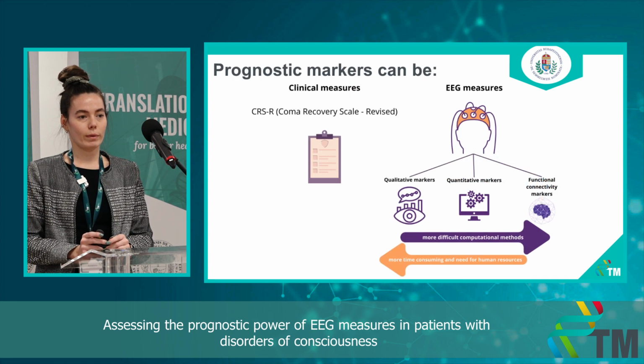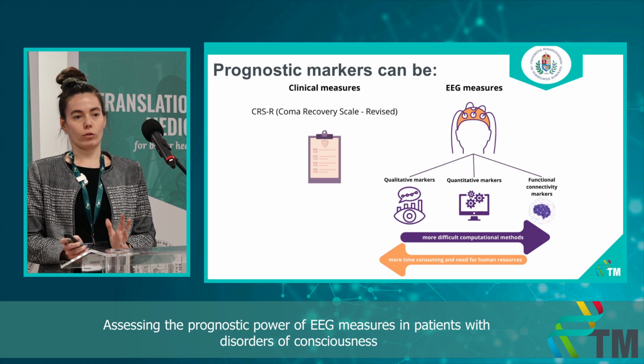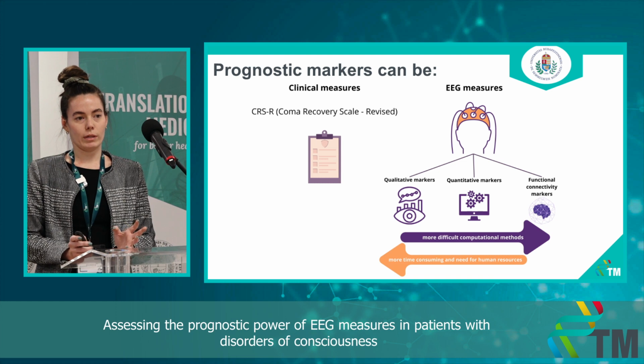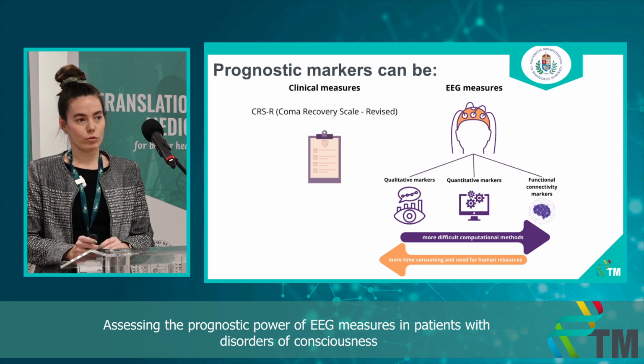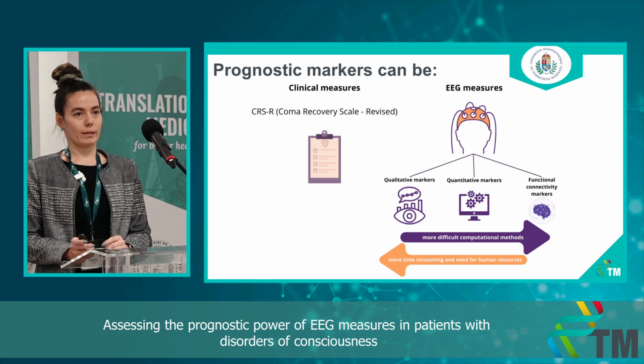There are the clinical measures, the behavioral scales, the golden standard, the Coma Recovery Scale-Revised that they use, or we can use EEG measures such as qualitative markers, which are basically visually assessed EEG markers, quantitative markers, or functional connectivity markers. Functional connectivity markers are the most difficult computational method of the 3, and the qualitative markers are the ones that are more time consuming, as there is a bigger need for human resources and well-trained personnel.